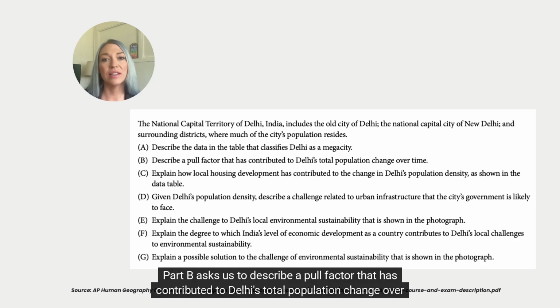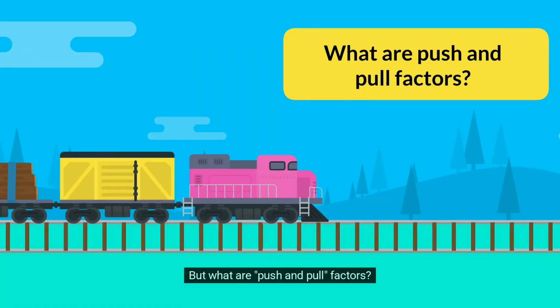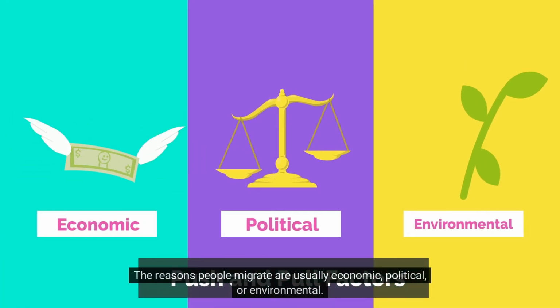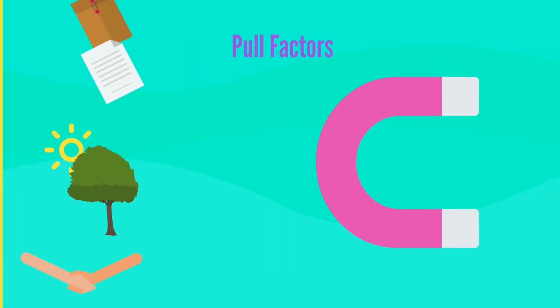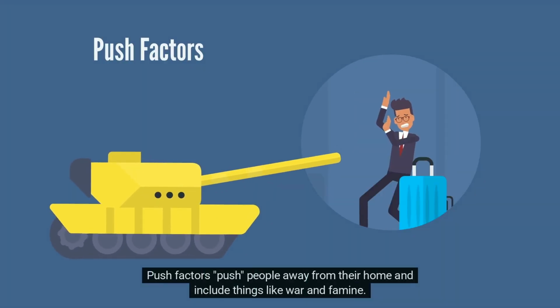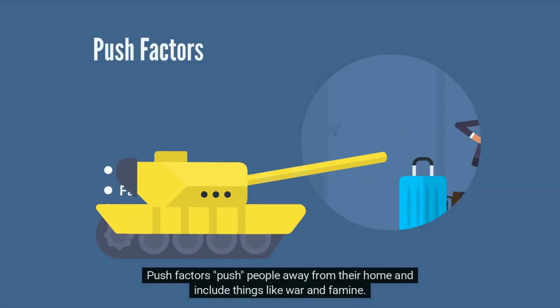Part B asks us to describe a pull factor that has contributed to Delhi's total population change over time. But what are push and pull factors? The reasons people migrate are usually economic, political, or environmental. Pull factors pull people to a new home and include things like better opportunities. Push factors push people away from their home and include things like war and famine.